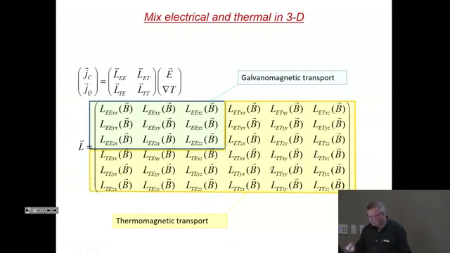Everything else, so the thermal conductivity you recognize, has the same symmetry as the electrical conductivity. And then this is the Seebeck-ish, or thermoelectric conductivity tensor, the LET tensor, and this is the Peltier-ish conductivity tensor, I don't know what to call that thing. You notice they again have the same symmetry, but all these are now the thermomagnetic transport tensors.